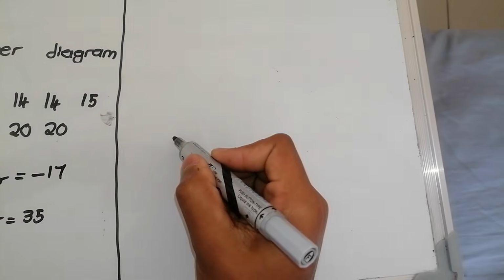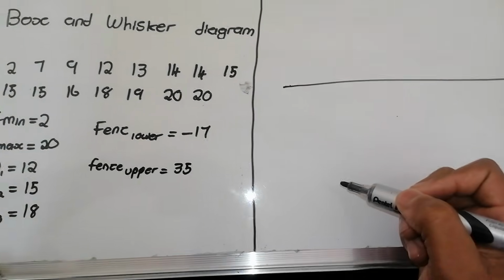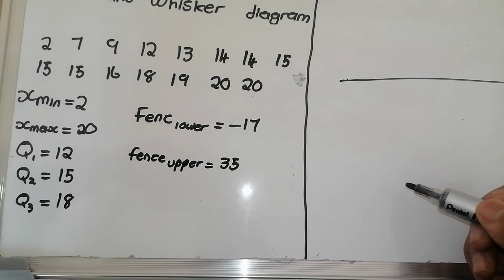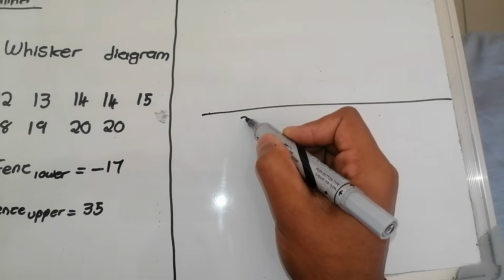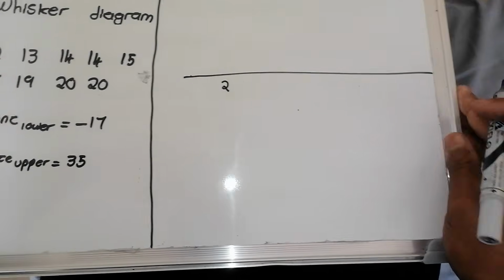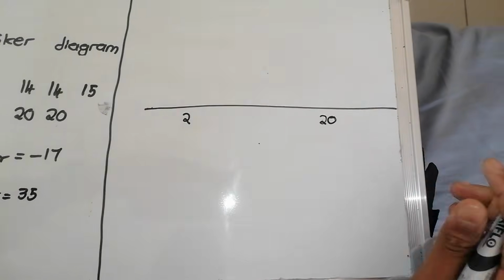So here we're just going to do a number line like this, and then we go back to our data. What is our minimum value? It's going to be 2, and let's just write 2 here. And then our maximum value, it's 20. We can go and write 20 here.